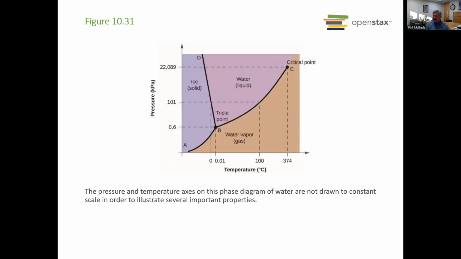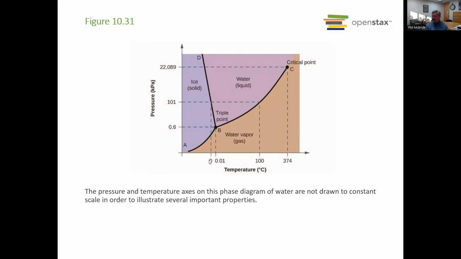All right, here is a diagram for water. Triple point is where something exists as a solid, liquid, and a gas all at the same time. So at 0.6 kilopascals and 0.01 degrees Celsius, H2O will be a solid, a liquid, and a gas all at the same time. Now, if we're at 101 kilopascals and we increase the temperature, we're going to go straight from a solid into a liquid.